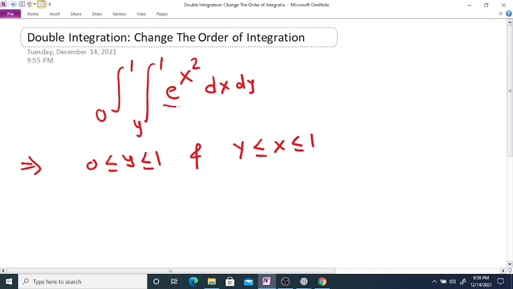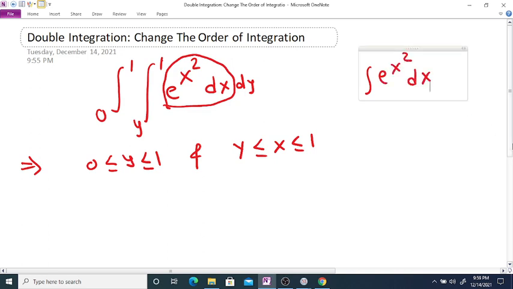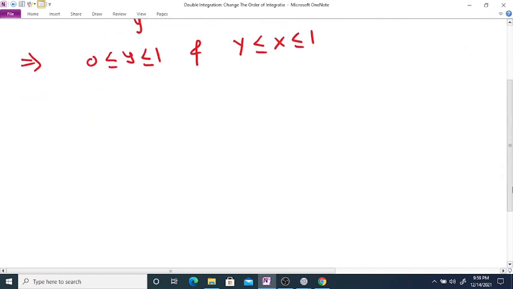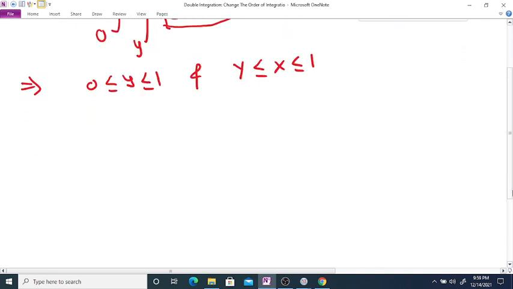So here first we want to evaluate this integration, but again you cannot evaluate the integration of e raised to x square dx. So now we are going to change the order of this integration. To change the order, first the limit of y is from 0 to 1 and the limit of x is from y to 1.